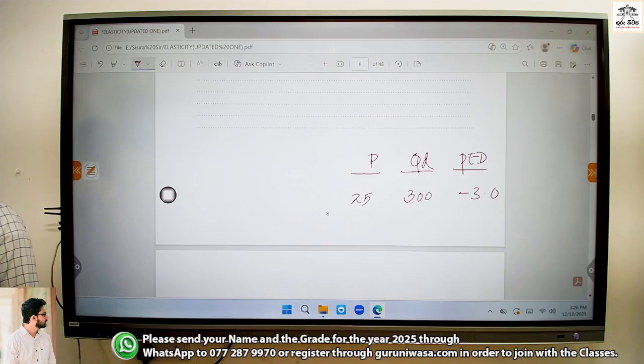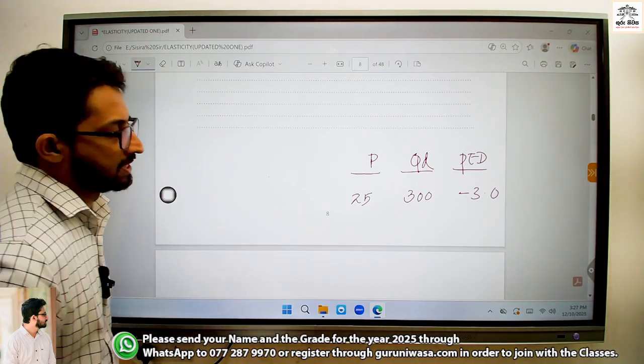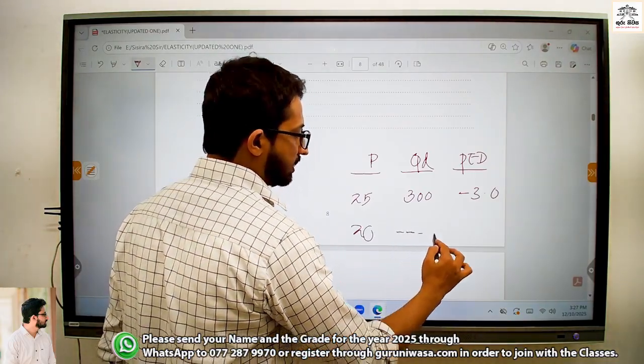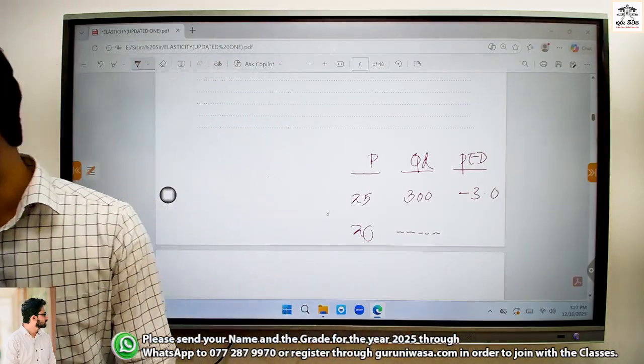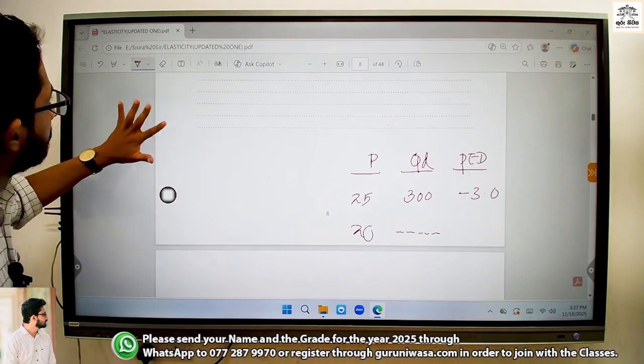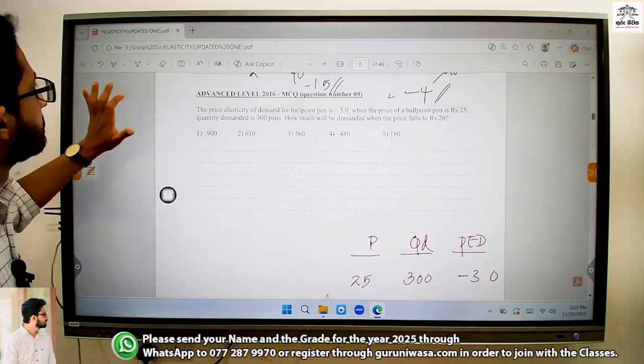Now what is the question, Lamai? How much will be demanded when the price falls to 20 rupees? If the market price of these pens falls to 20 rupees, how many units? So use your second equation, the point price elasticity of demand equation. What is the equation?